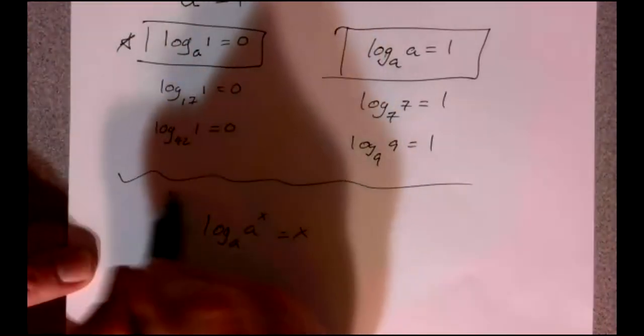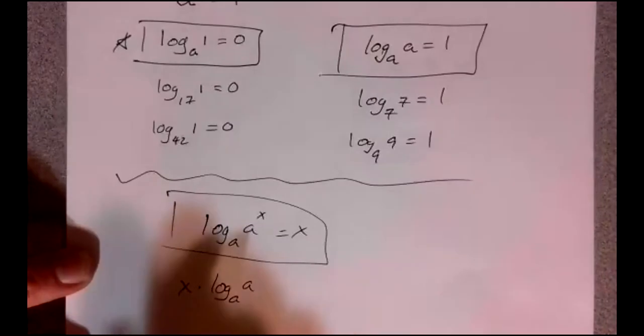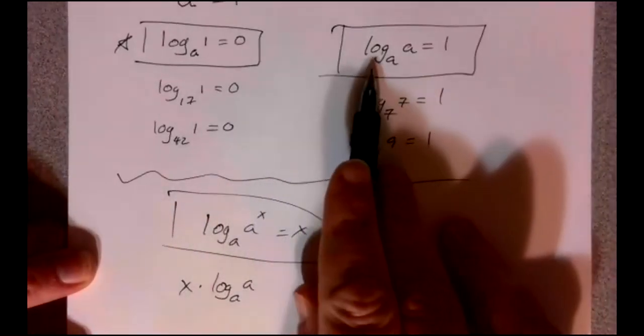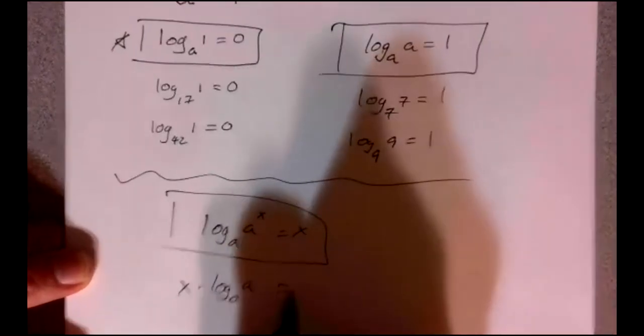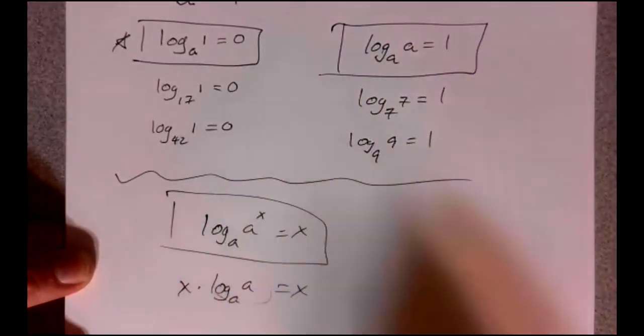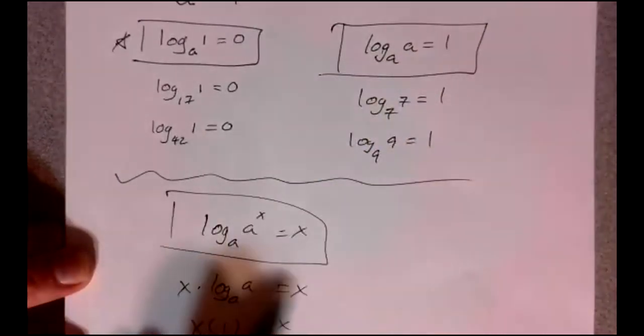If I take the exponential property, where x comes out front, then I would have x times log base a of a. And as we just saw half a second ago, log base a of a equals 1. So all of this would equal 1. Clearly, x times 1 equals x, right? So x times 1 has to be x. So it's a quick little easy proof.